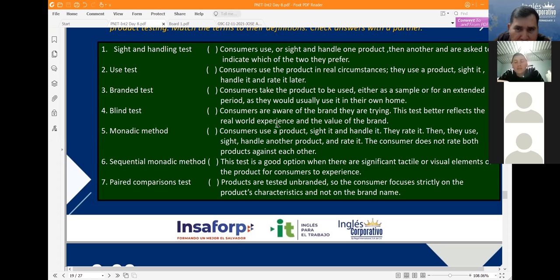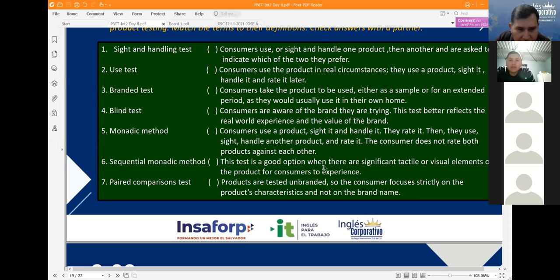Consumers use or sight and handle one product, then another, and are asked to indicate which of the two they prefer. Which is a sight and handle test, use test, branded. Favorite, number seven. Absolutely, number seven. Yeah, seven. Consumers use the product in real circumstances. They use a product, sight it, means they see it, they look at it. Handle it means they touch it, they grasp it, okay? And rate it later. One product at a time. Monadic test. Monadic test is number five. Yes.